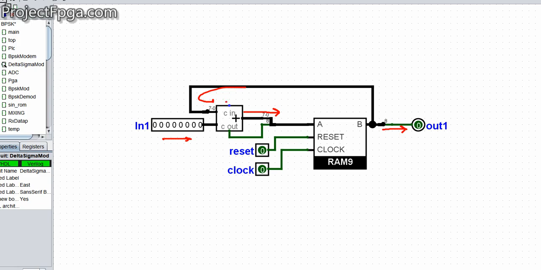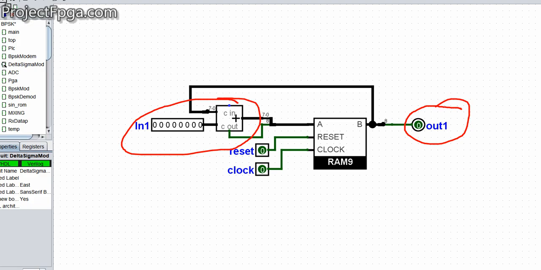So if the adder has an overflow, that is, at the end of the addition there's an overflow, that overflow makes up the 9th bit, and they are combined using this wire splitter here, and they go out here, and then that overflow is what actually comes here. So in essence, the output here is the overflow of this addition. This is more like an accumulator. The delta sigma modulator is more like an accumulator.